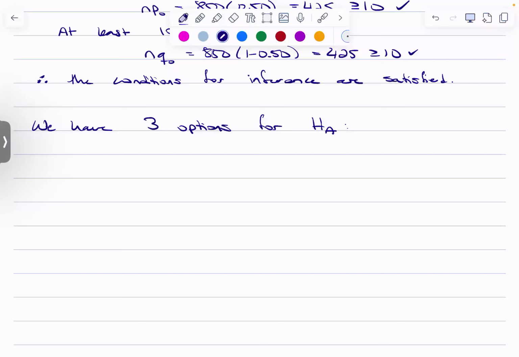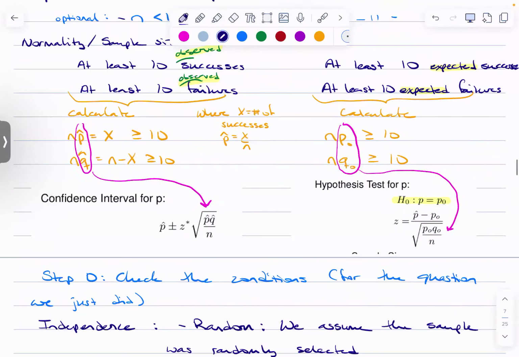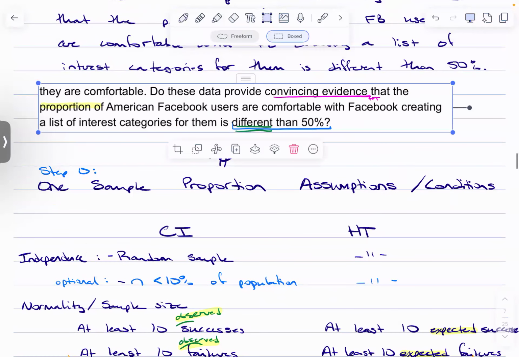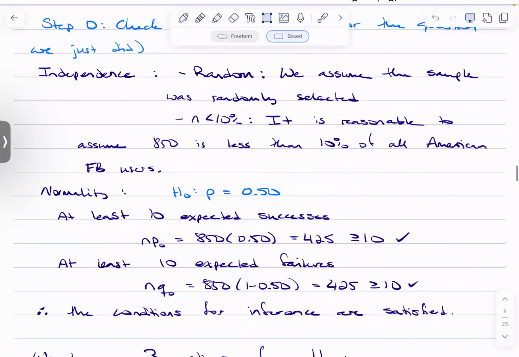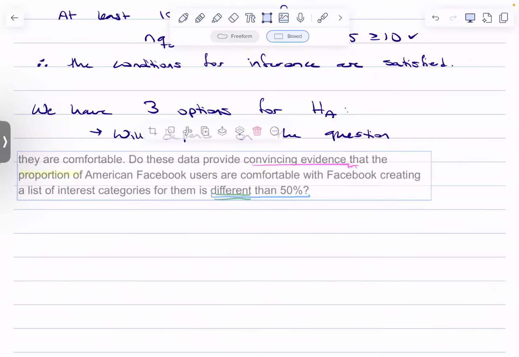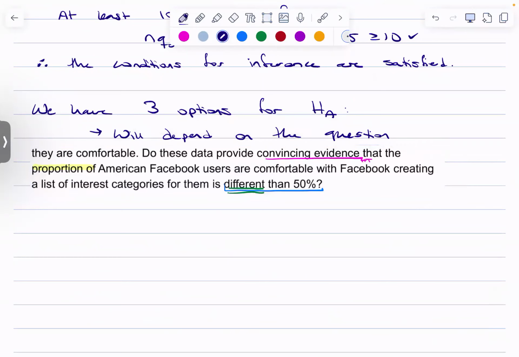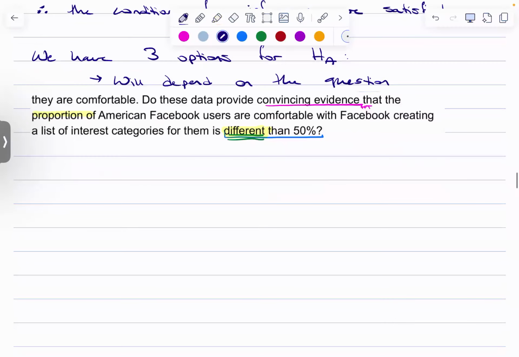Depending on the question. So it will depend on the question. So earlier, we had this. I've really drawn on it though. Right. But this is different than 50%, right? That's what gave us our not equal to, right? And so what are some other options?